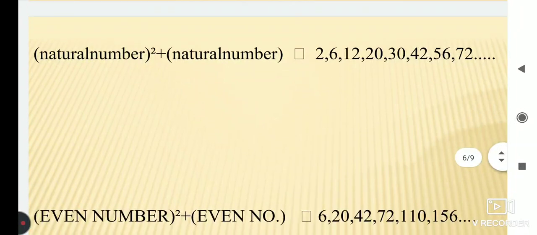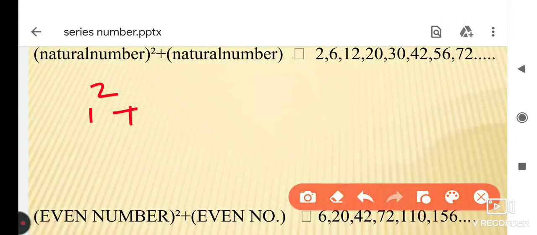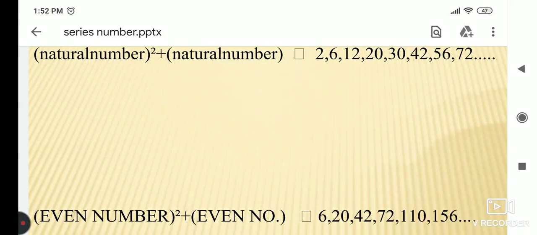So the next pattern, that is natural number square plus natural number. If we look at the first natural number, that is 1, 1 square plus the natural number, that is 1. 1 square is 1, plus 1 is equal to 2. Here we get the first answer, that is 2.